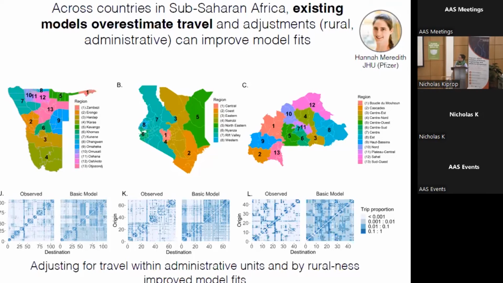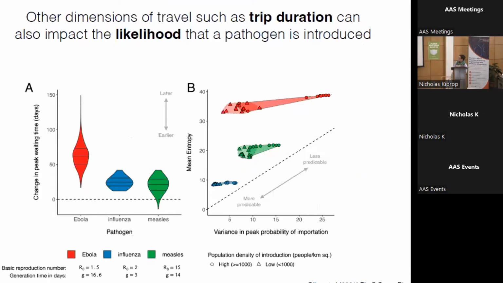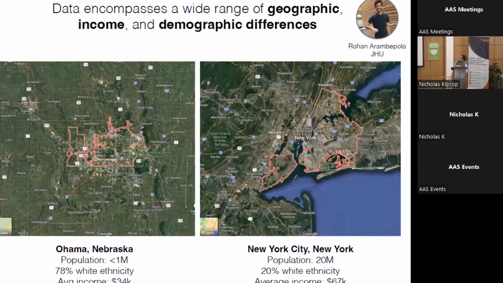So we've been doing some work on making generalized mobility models that anyone can use, that are at least fit to other settings that might be a little bit more similar. And also thinking about other dimensions of travel and how we include that in our models too. One thing is thinking not just about where people are going, but how long they're staying. And so we're doing some work to investigate that too, and figure out what the implications are for a wide range of different infectious diseases.